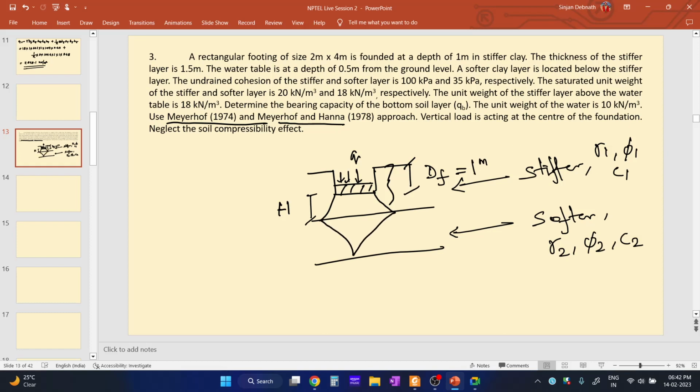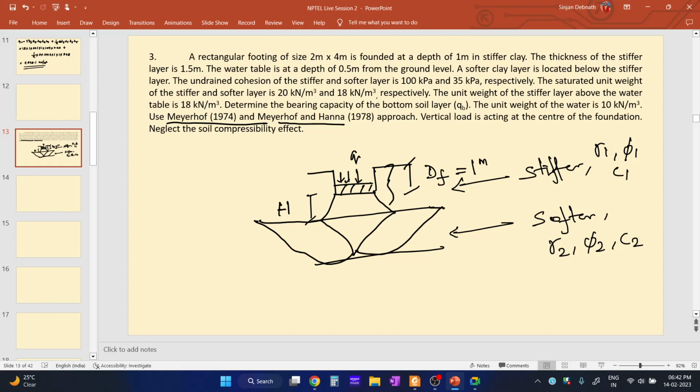You have studied the general shear failure patterns and the local shear failure patterns, but only for a single homogeneous soil layer. Here there are two layers, one above another. In that case, if the depth of the top layer is not large enough, the failure surface will move from the first layer to the second layer, and it will develop like this.